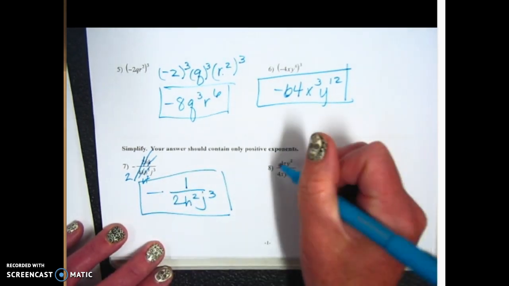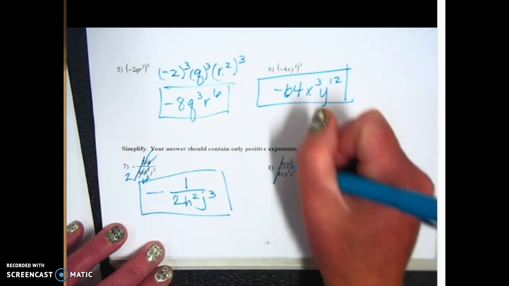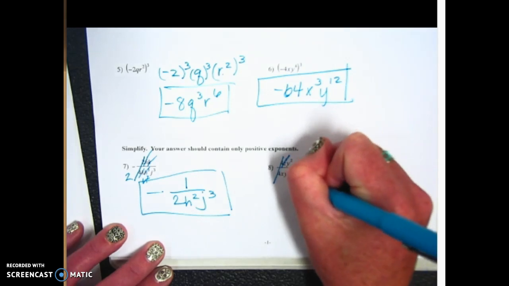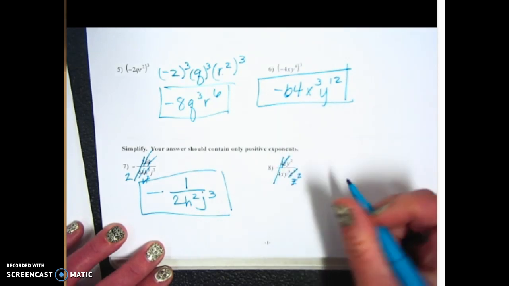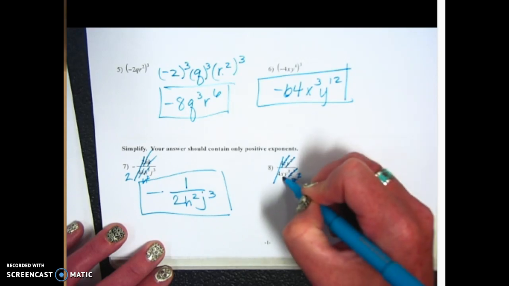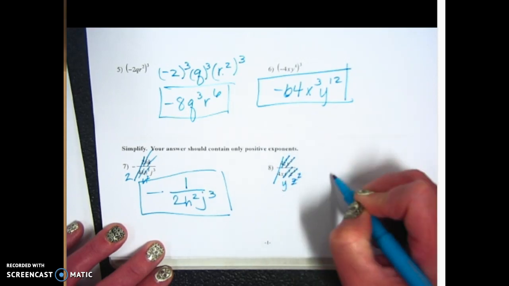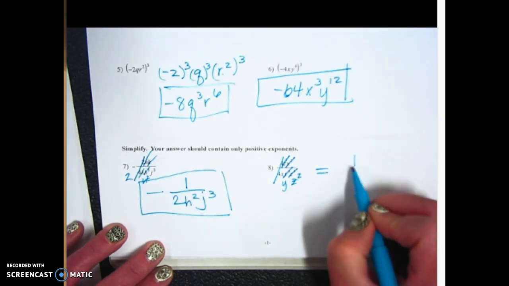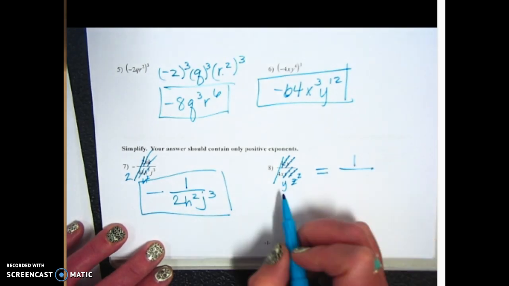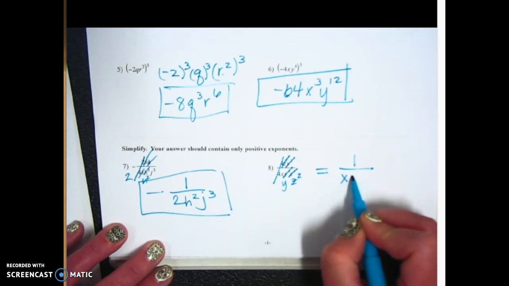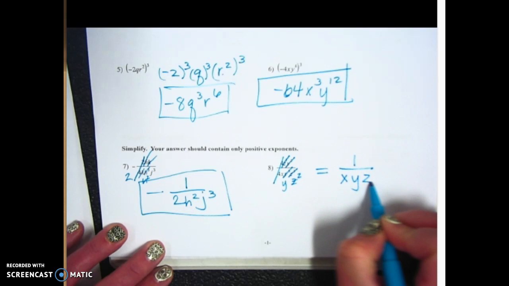All right, number 8, the 4's cancel. I've got a z to the 1st and a z to the 3rd, so this one cancels, and I've got z to the 2nd. No x in the numerator. Y to the 2nd cancels, and y to the 3rd becomes y. So let's see what's left. Nothing left in the numerator, so placeholder of 1. And then I've got x, I've got a y, and I've got z squared.